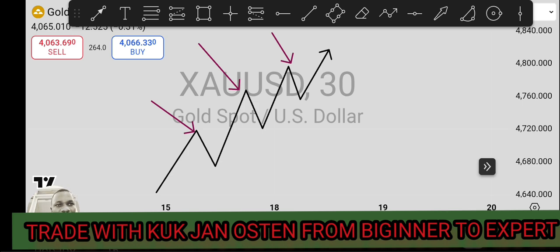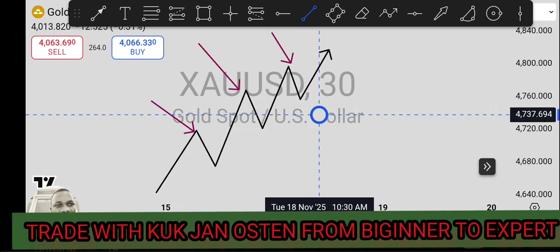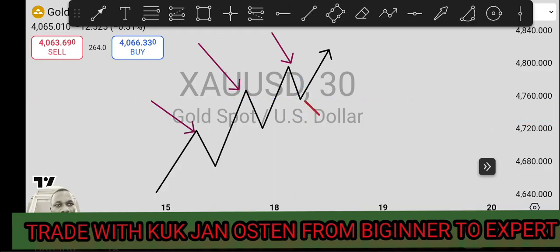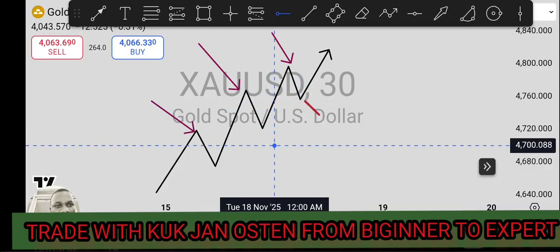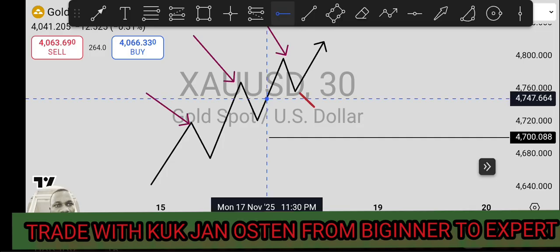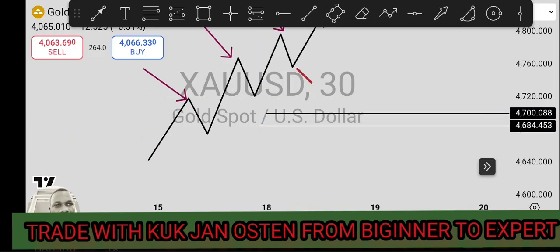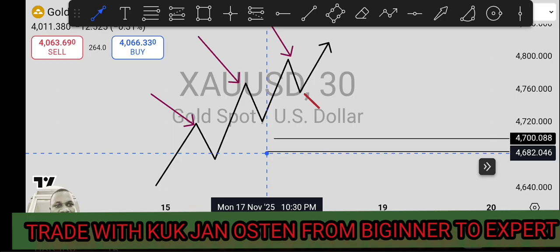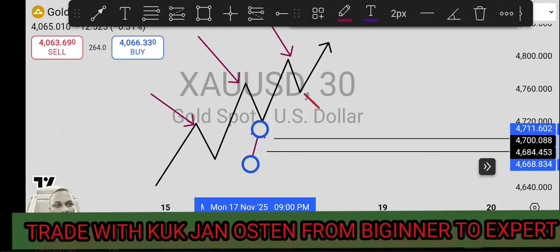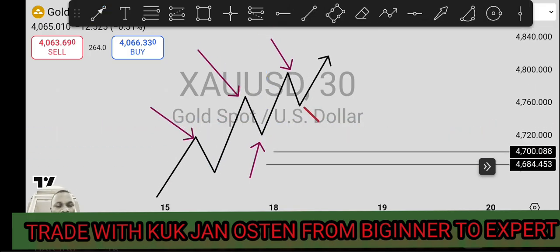Another thing we also have is lower highs. You can see this is a lower high, very clearly. So first identify the trend. The market is moving in a trending direction: higher high, lower high, higher high, lower high, higher high, lower high. Someone may call it higher low or lower high.